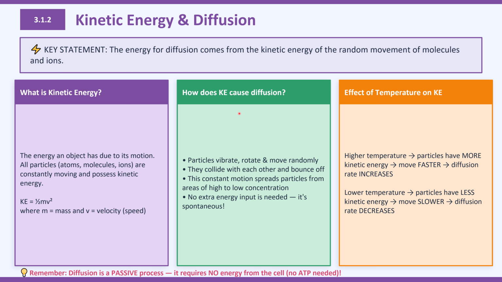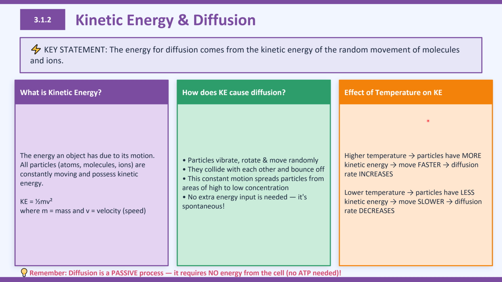Now, how does kinetic energy cause diffusion? Particles vibrate, rotate, and move randomly. They collide with each other and bounce off. This constant motion spreads particles from areas of high to low concentration. No extra energy input is needed. It's spontaneous.